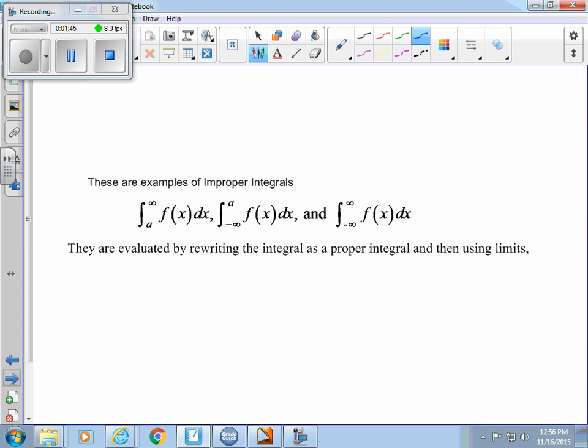To evaluate these, we're going to rewrite the integral as a proper integral using limits. So that's going to be our goal for the day. We will revisit those 2 bell ringer problems. They are examples later in my slideshow that we will look at how to get those answers by hand. Or they are, one of their endpoints is at an asymptote, or if there's an asymptote involved in general.